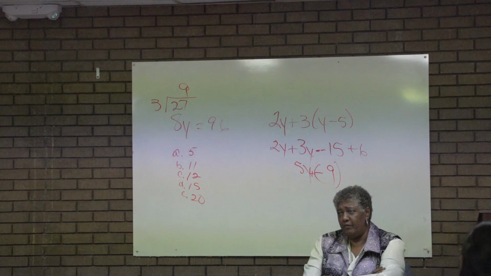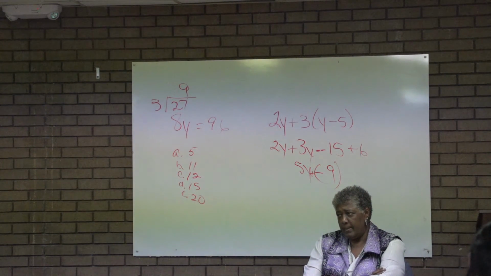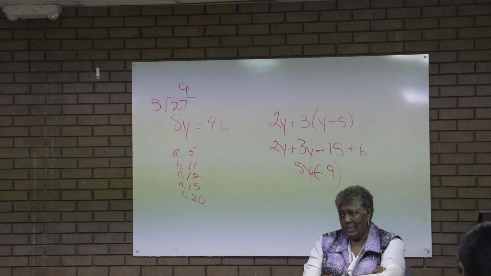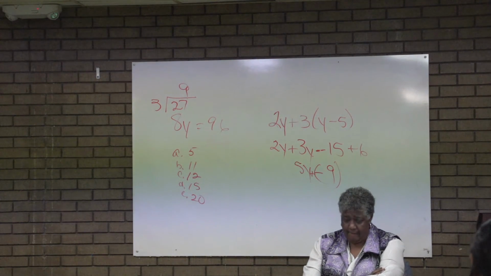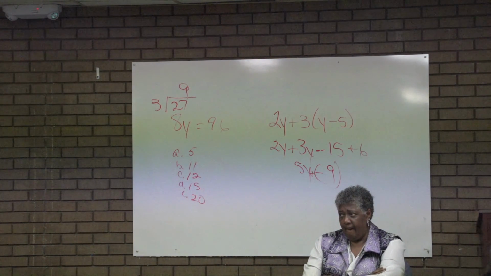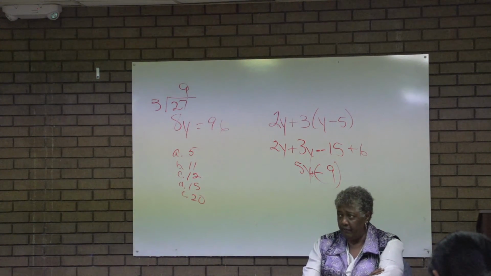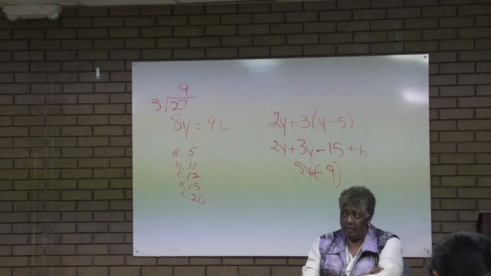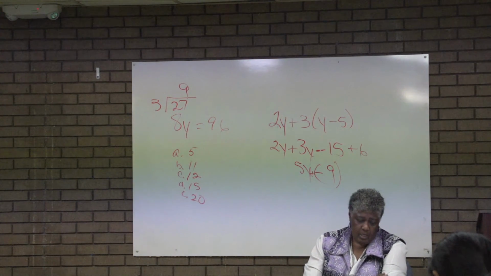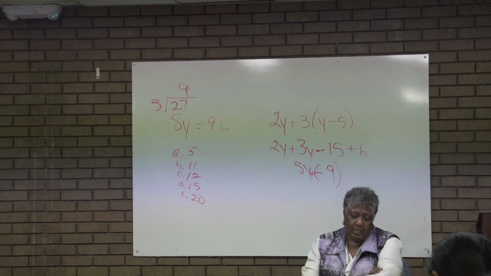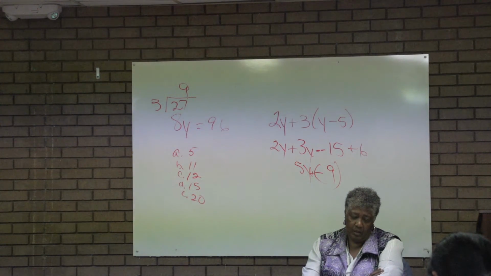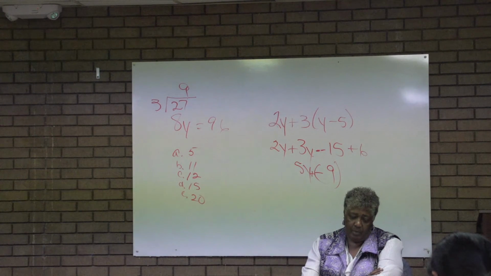What times 2 would give you 11? Times two. Yeah, 5.5. 5.5. Okay. The next one says 15 times some number equals 75. What is that number?